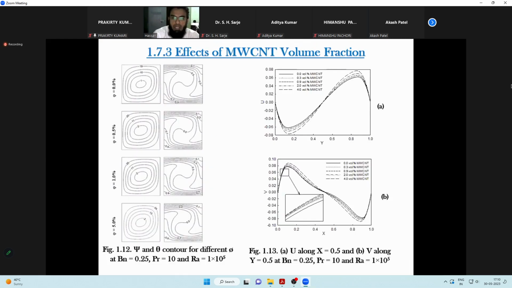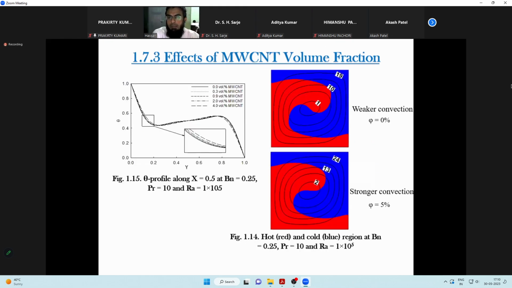Same we have studied for particle concentration, for different concentrations, starting from no nanoparticle to 5%. There also we have found that the velocity contours, the temperature distribution, and the stream function distribution are also affected. The extent of non-linearity and the strength of the convection reduce once we increase the solid mixing of nanoparticles in the fluid.